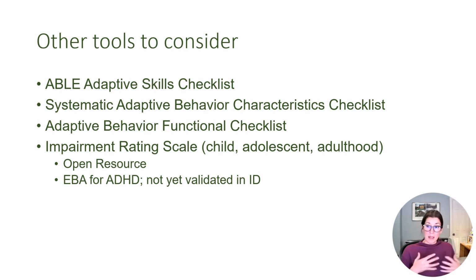But compared to many of these other scales, which are copyrighted and you have to pay a fee to use, one thing nice about the Impairment Rating Scale is that it is an open resource scale. And in your Canvas module, I actually do have a link to the scale, since it is open resource and free to be used, as well as how to score it. So if you're interested in learning more, that's available for you there.